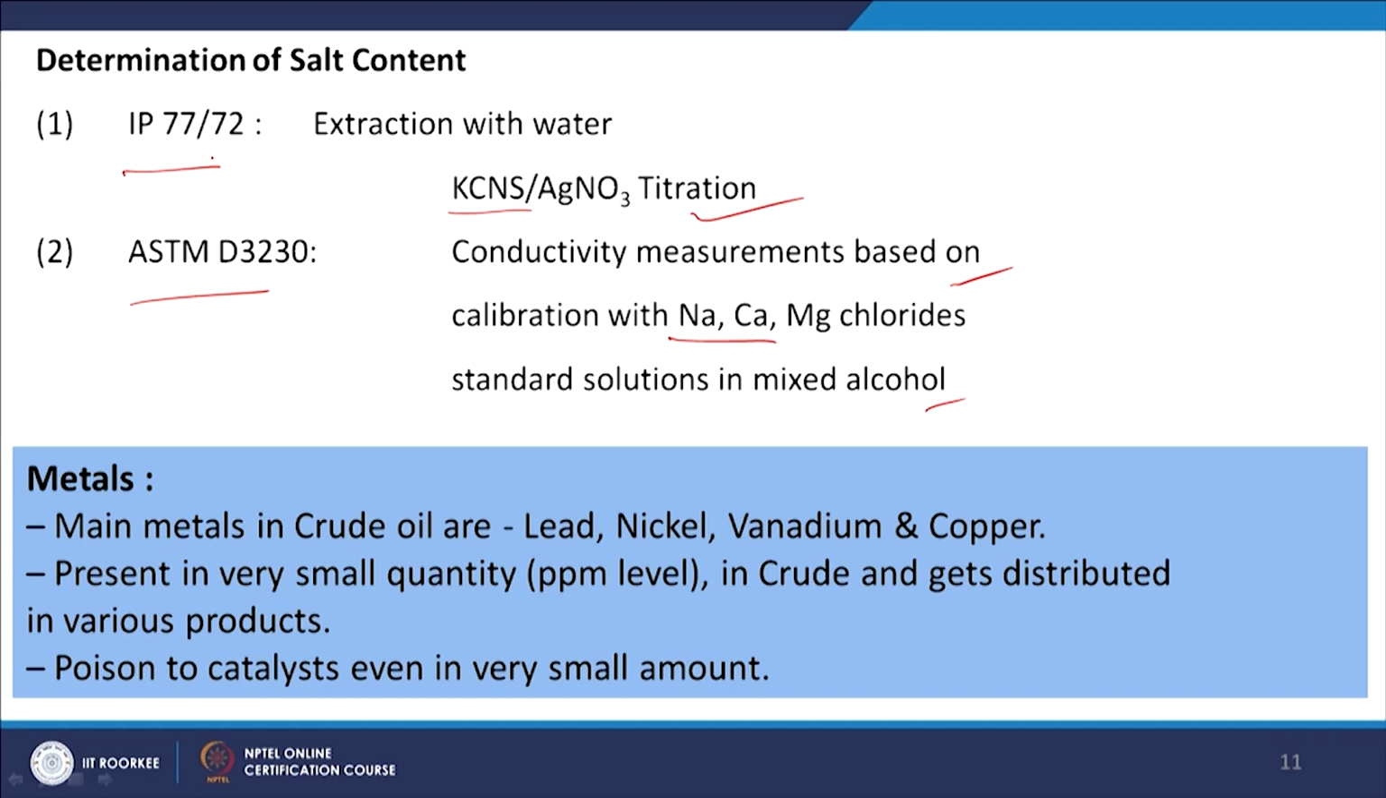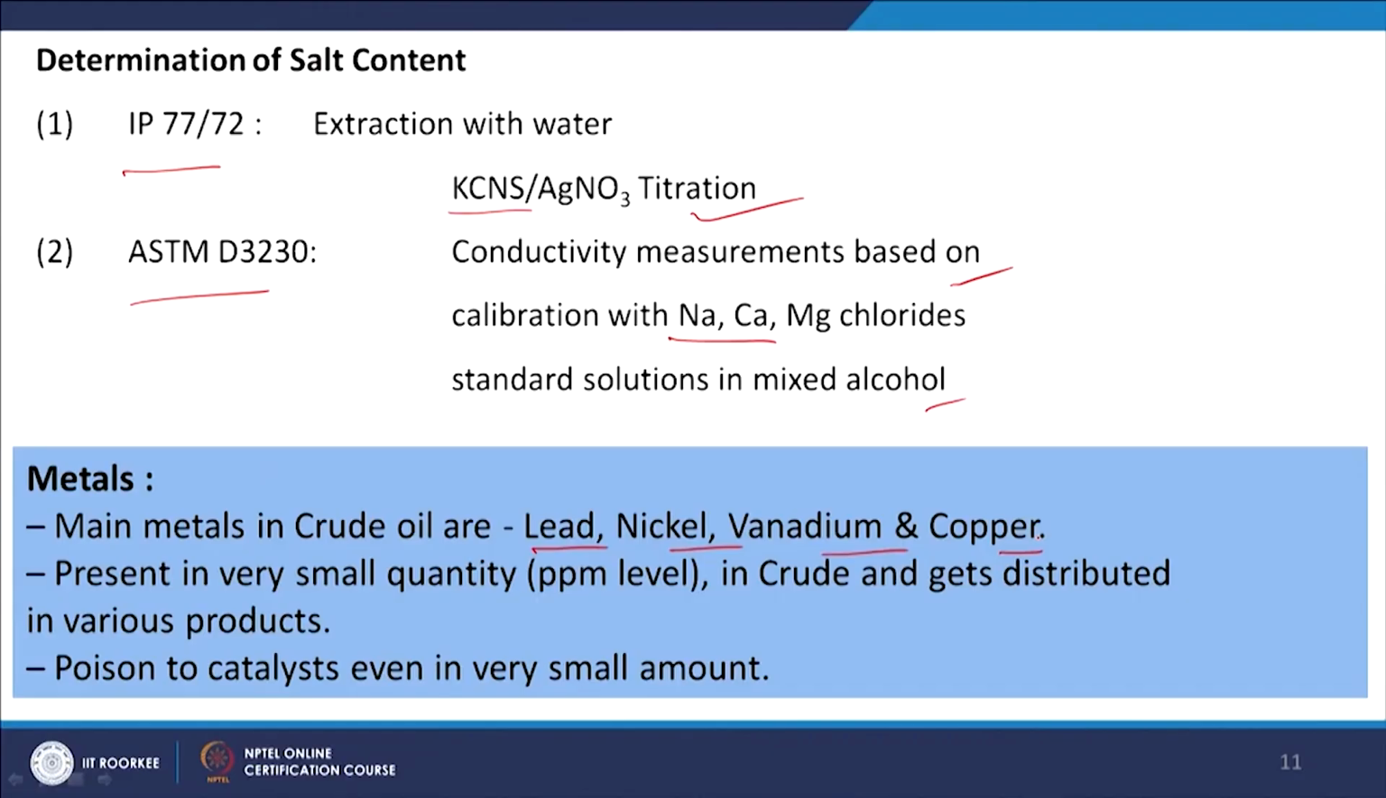Then the metals which are available in the crude oils are mainly lead, nickel, vanadium and copper. They will also contribute to the ash, and when burned, soot and particulates will be formed, and they poison the catalyst.